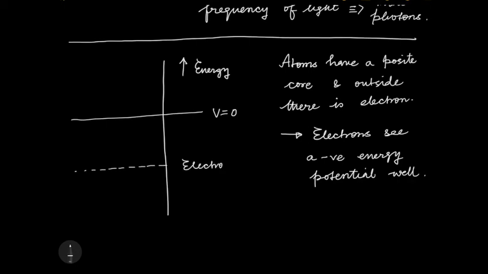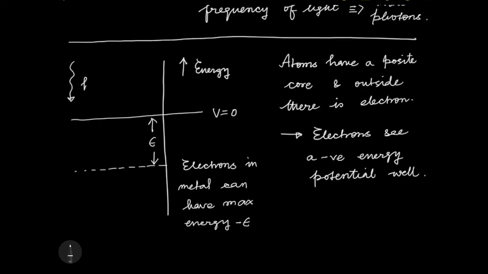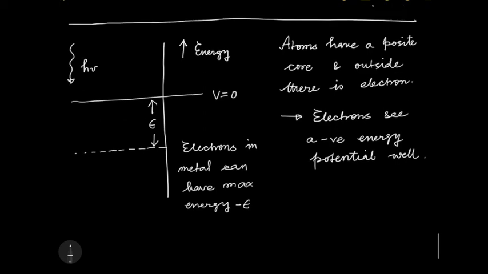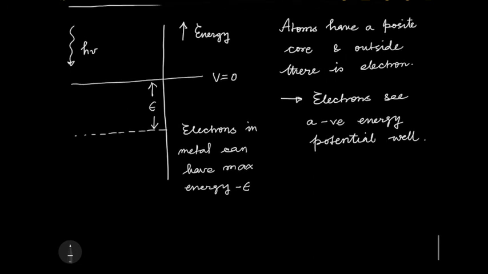So the electrons in the metal can have maximum energy, say minus epsilon. So this distance is epsilon. Okay, this is the picture. Now, if this is the picture, what happens if a photon of h nu falls in? Let's ask the question, what happens if a photon of h nu falls in?